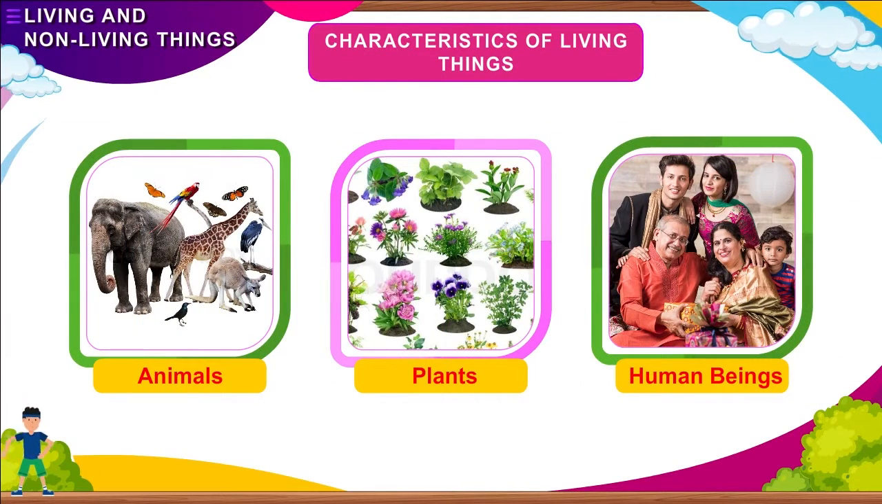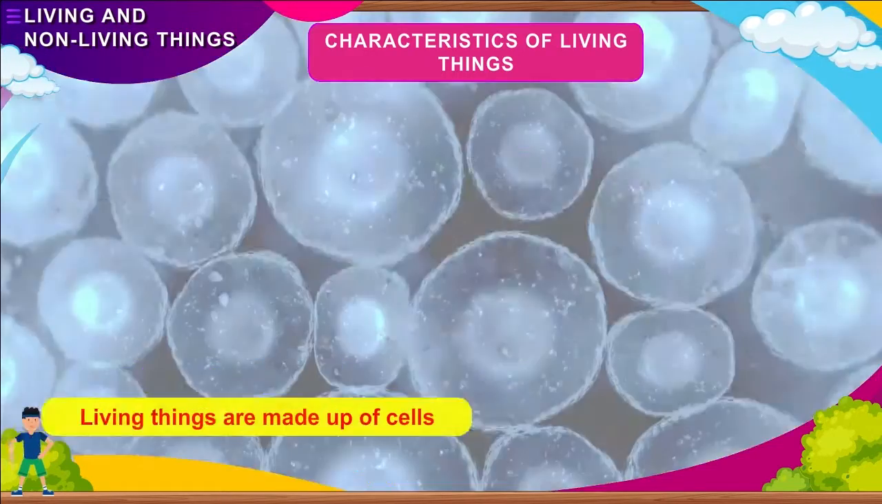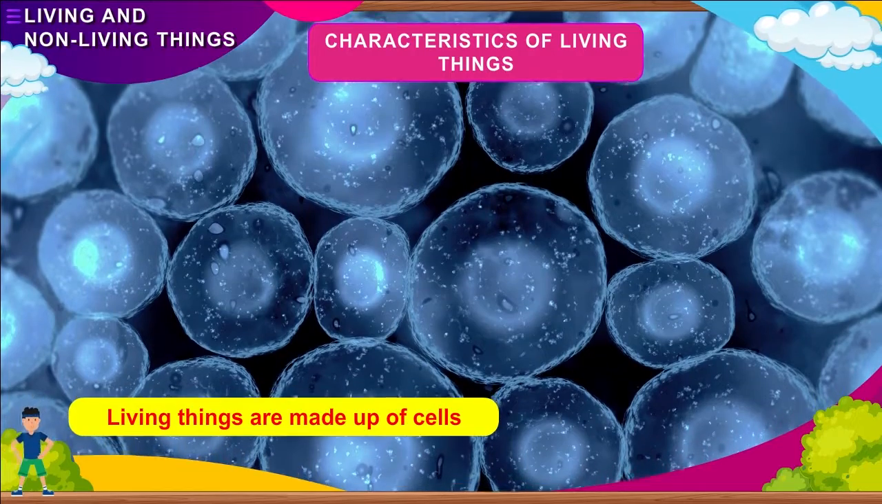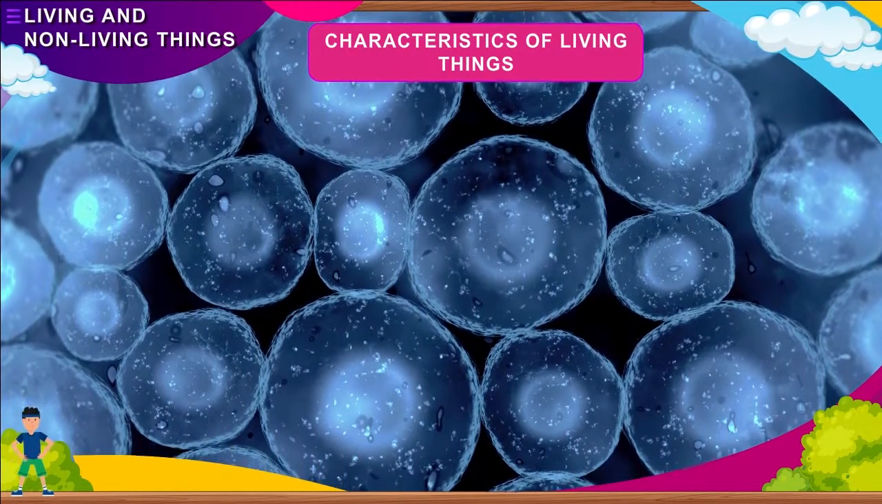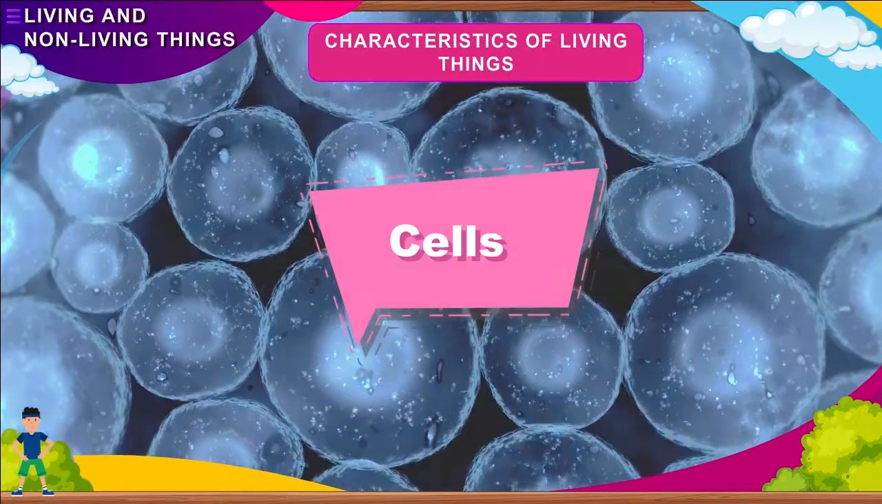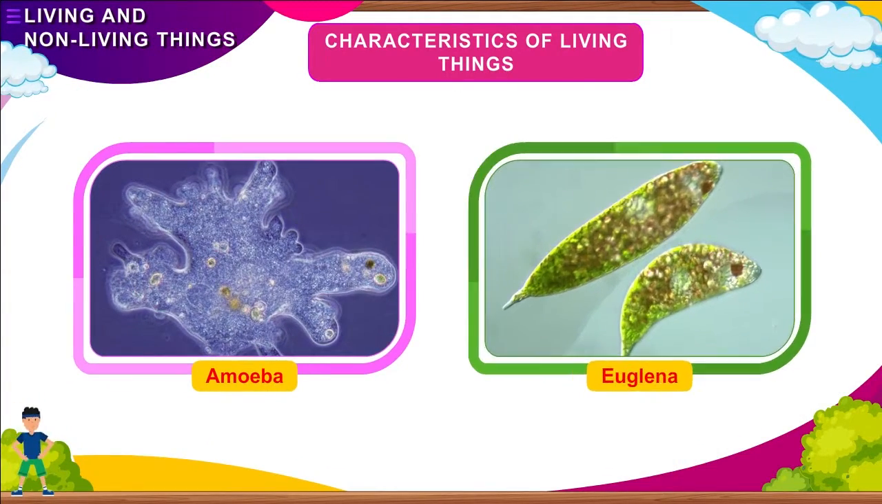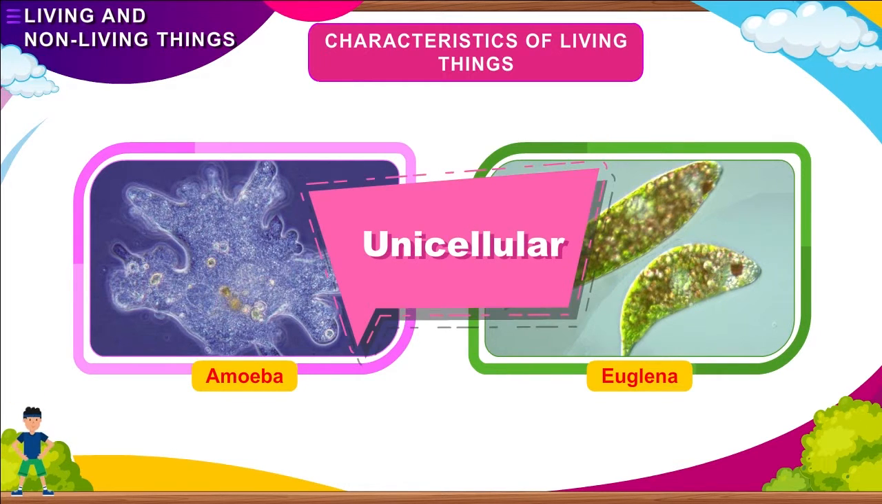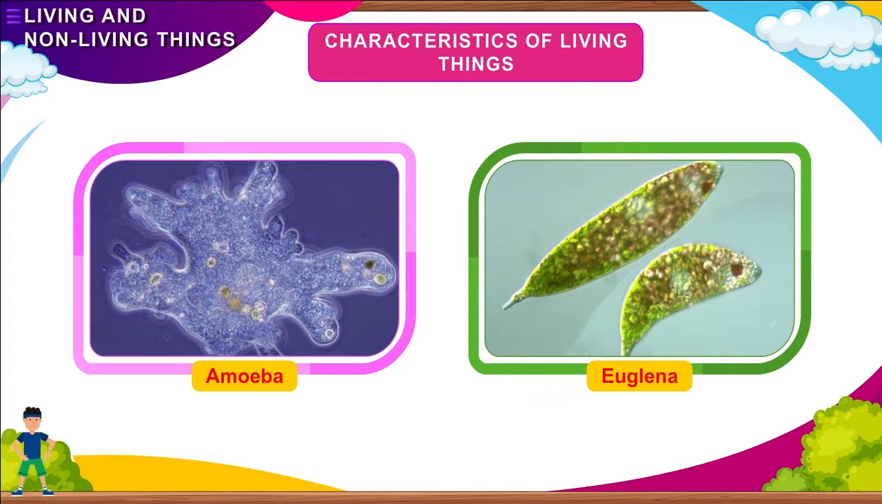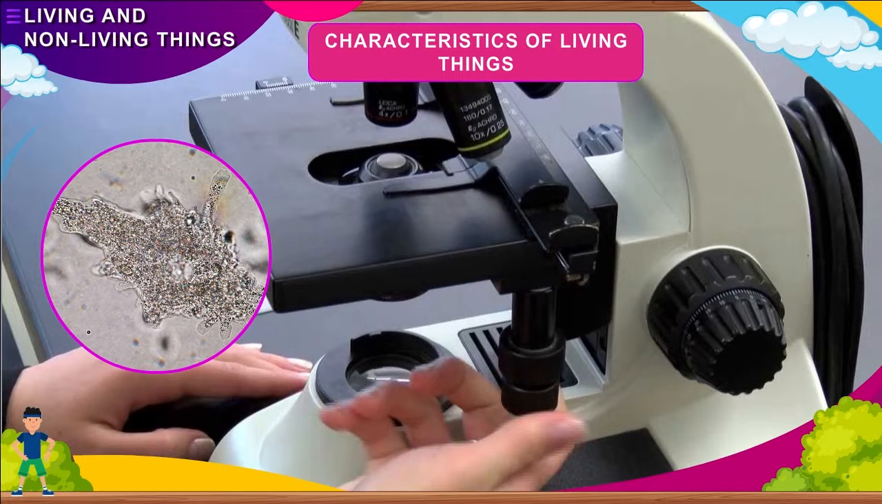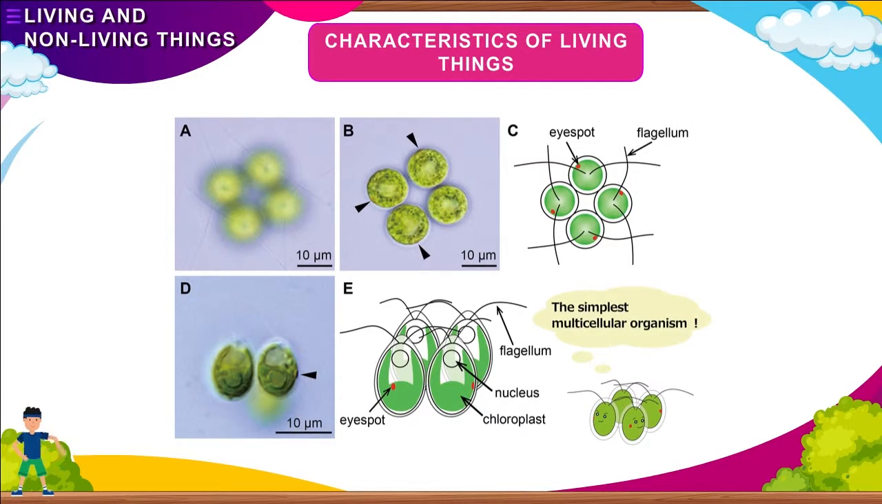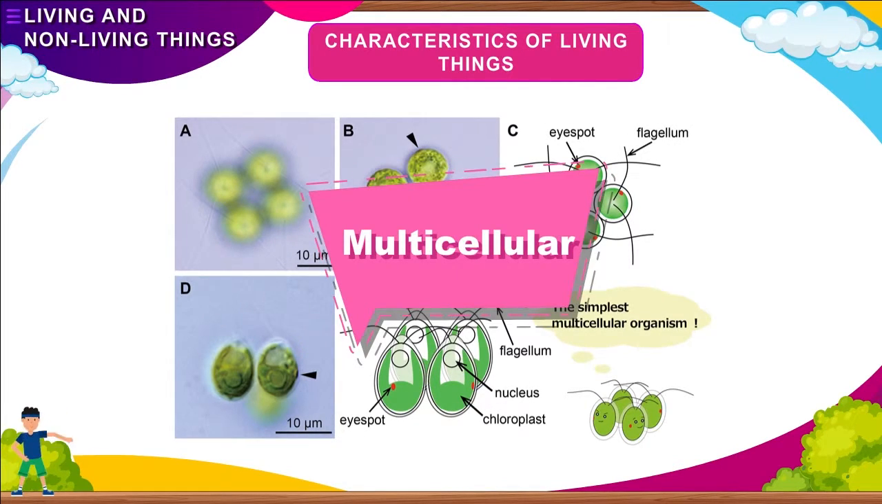Characteristics of living things. Living things have some basic characteristics on the basis of which they are differentiated from non-living things. Living things are made up of cells. Living things are made up of very small or tiny units called cells. The simplest organisms like amoeba and euglena are made up of only one cell. So, they are called unicellular. They are so small that they cannot be seen with the naked eyes. We can see them only with the help of a microscope. But most of the organisms are made up of many cells. Hence, they are called multicellular.